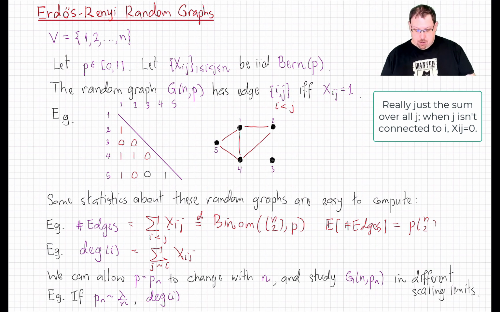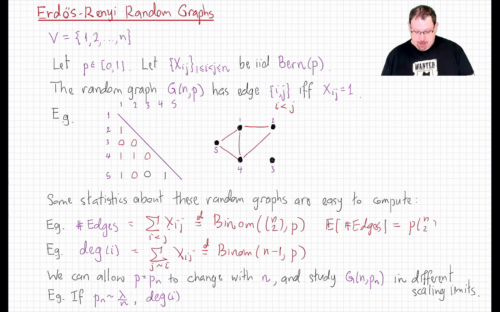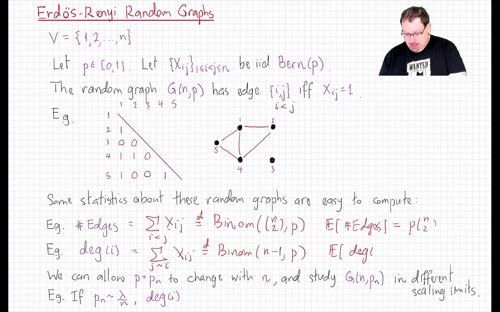By the identical distribution of these, that's not going to depend on which i we choose, and so that in distribution will just be a binomial, this time with parameters n minus 1 and p, because for each fixed i there are n minus 1 choices of j with which it can connect. And so from here we get that the expected value of the degree of any vertex is p times n minus 1.